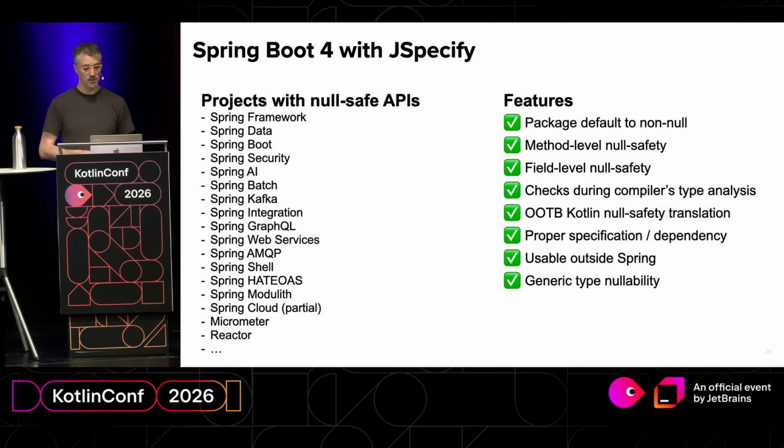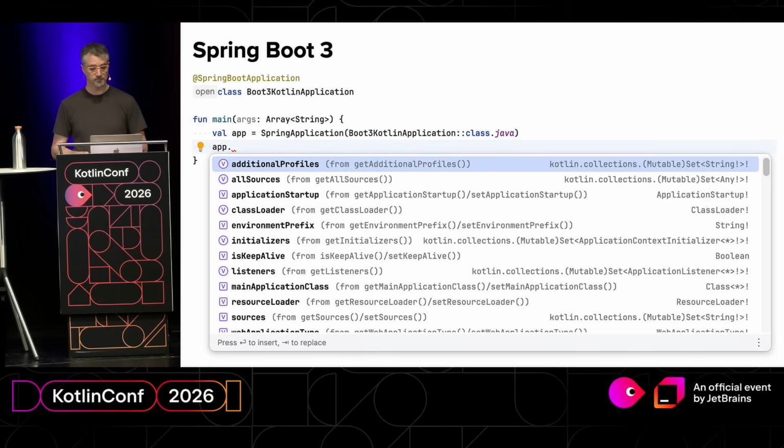It translates automatically to Kotlin null-safety as of Kotlin 2.1. So there is no Kotlin compiler special argument. As of Kotlin 2.1, the Kotlin compiler natively interprets JSpecify as Kotlin null-safety. And so you are fine. JSpecify is usable outside of Spring, so we see projects like JUnit and others also leveraging JSpecify. And it deals with generic type nullability. So that's big progress.